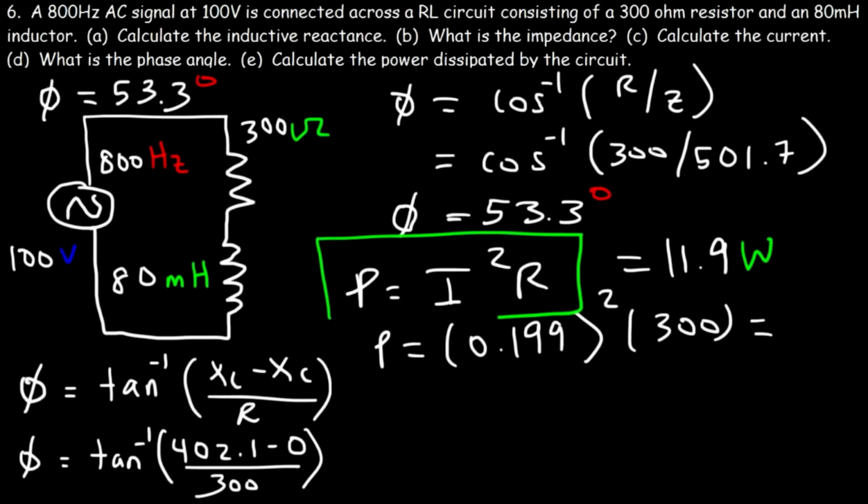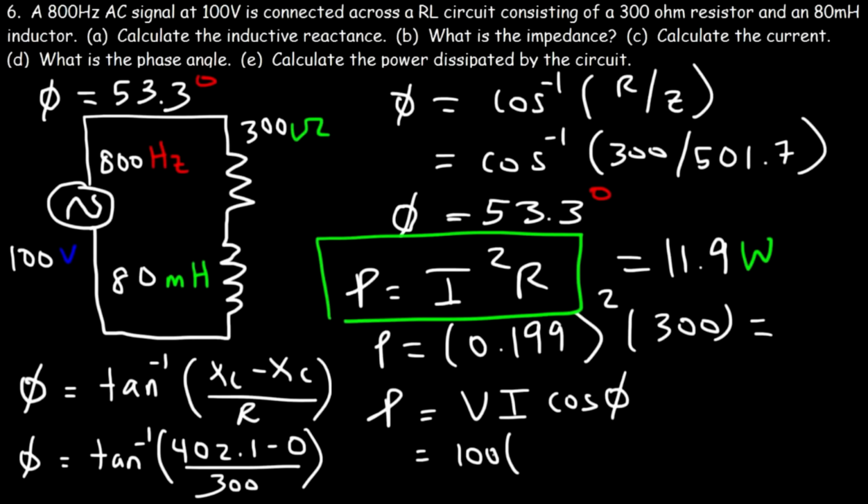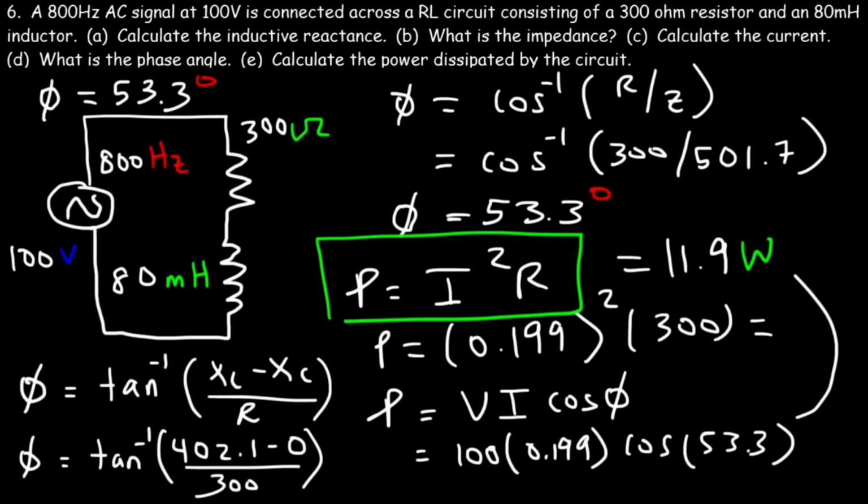Now, in addition to using this equation, you can use this equation. It's equal to the RMS voltage times the RMS current multiplied by the power factor, cosine of the phase angle. So the voltage is 100, and the current in this circuit is 0.199, times cosine of 53.3. And this will give you the same answer of 11.9 watts. And so that's it for part E.